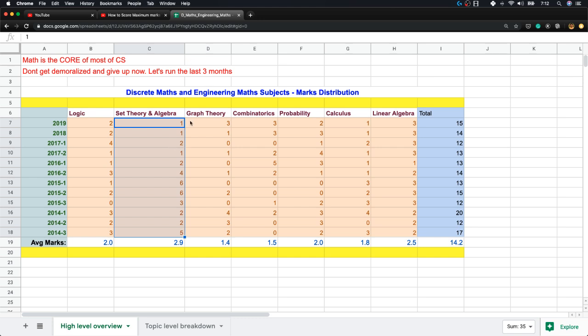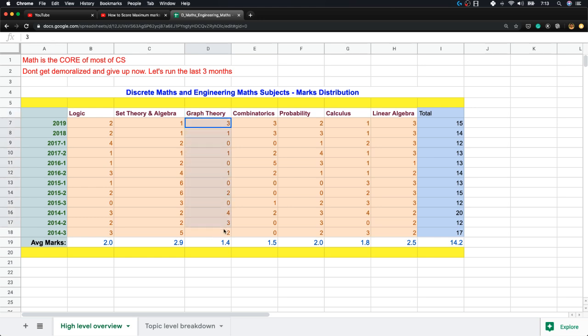Similarly, set theory and algebra, the topic itself is large. There are lots of concepts, right? From your simple sets to groups, and I don't think rings we have in the syllabus, right? To abelian groups, right? There are lots of topics here. But if you just know the basic concepts, these questions are fairly easy to score. Graph theory, this is a topic that you have both in algorithms, data structures, and this.